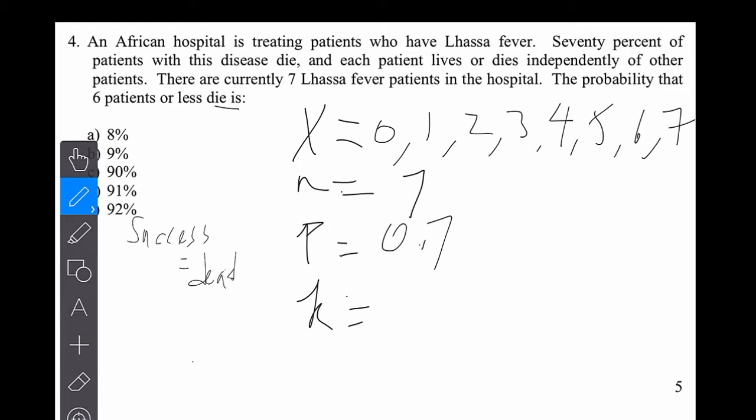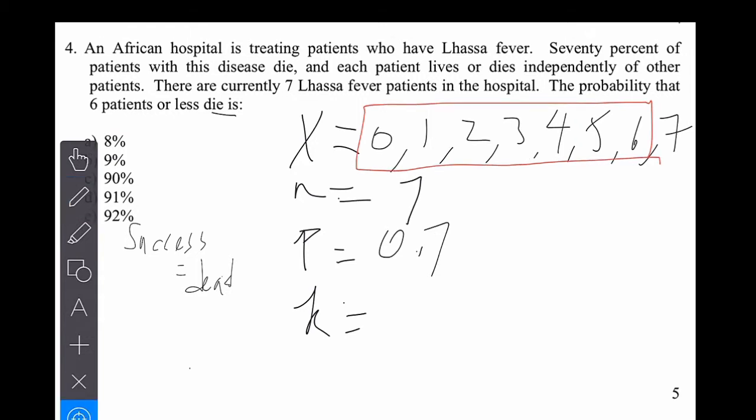What am I interested in, though, for the question overall in our sample? What I'm interested in is 6 patients or less die. 6 patients or less would be all these possible outcomes. So like in the one before, I would have to sum the probability that X is 0, to the probability that X is 1, to the probability that only 2 people die, to the probability that 3 people die, etc., all the way to 6.